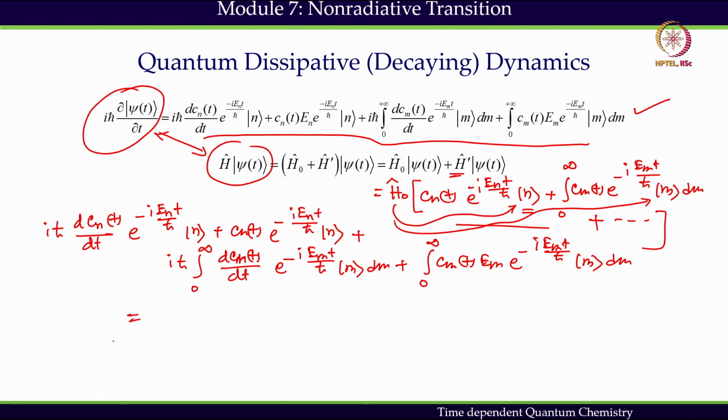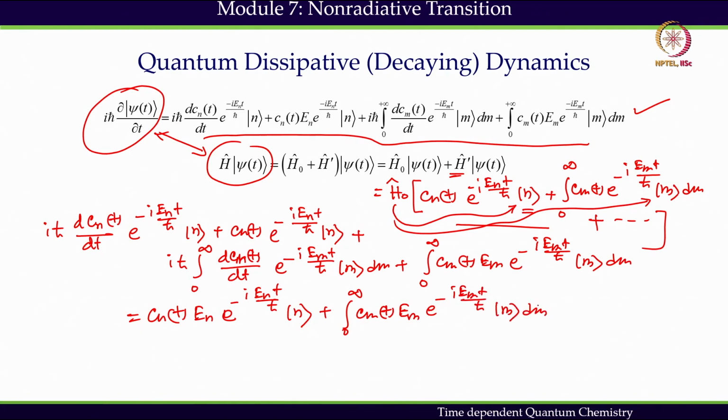So, this is the left hand side, and the right hand side would be Cn(t) En e to the power minus i En t by h cut, plus the integral from 0 to infinity of Cm(t) Em e to the power minus i Em t by h cut dm, plus Cn(t) e to the power minus i En t by h cut H dash n, plus the integral from 0 to infinity of Cm(t) e to the power minus i Em t by h cut H dash m dm.